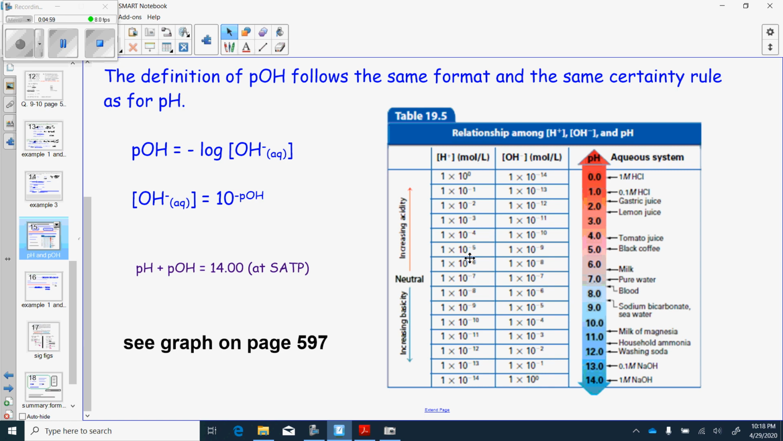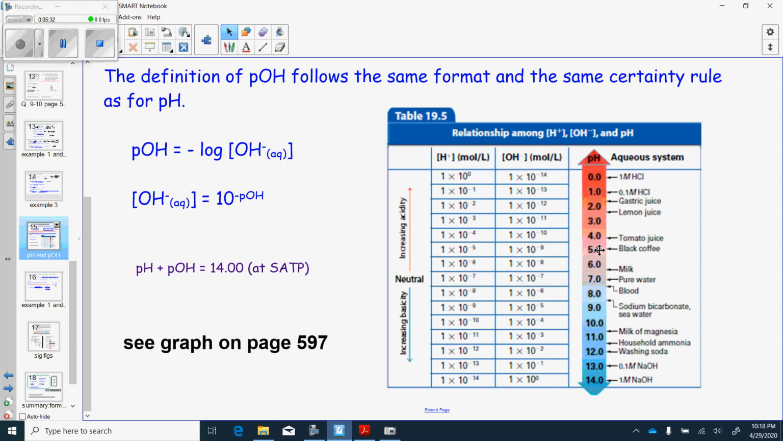So as our H positive concentration increases, the exponent is decreasing. And when you take a negative logarithm, if it's a base 10, you're in fact taking the exponent and turning it positive. So if you take the negative logarithm of 1 times 10 to the negative 6, you get a value of 6. If you take the negative logarithm of 1 times 10 to the negative 3 rather, you get a pH of 3. So even though it looks like the numbers are dropping, well, it doesn't look like it, the numbers are dropping.